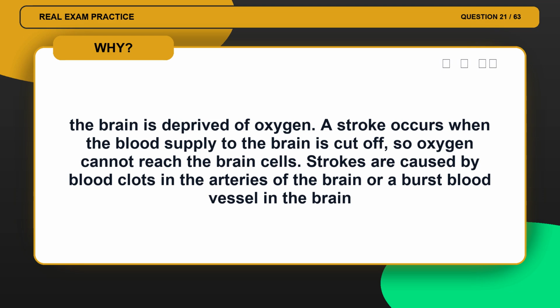A stroke occurs when the blood supply to the brain is cut off, so oxygen cannot reach the brain cells. Strokes are caused by blood clots in the arteries of the brain or a burst blood vessel in the brain.